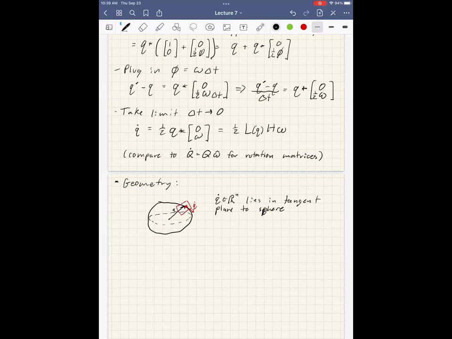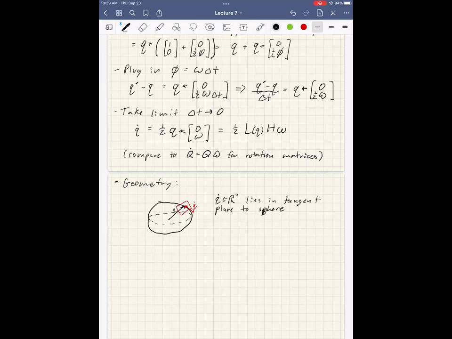Okay, so what's going on with omega? Omega is a 3D vector, right? So look at what's happening when we do this. We take omega and promote it to a 4D thing, and it's always in the bottom three components.